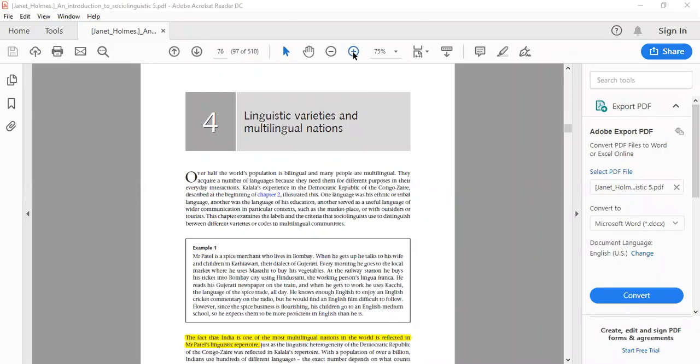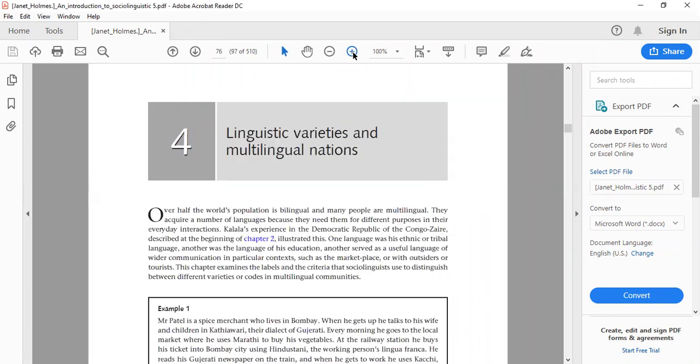Is the screen also visible to you all? Is the screen visible? Yes, ma'am. Okay, good.